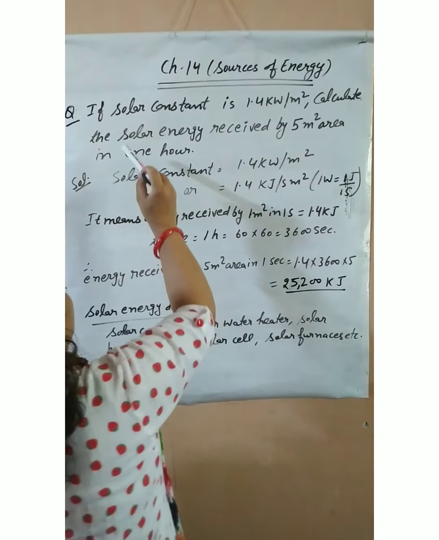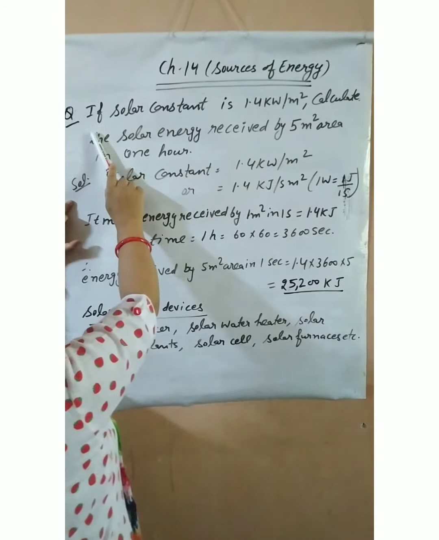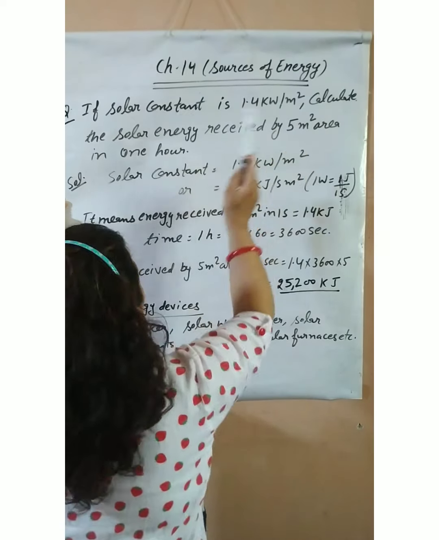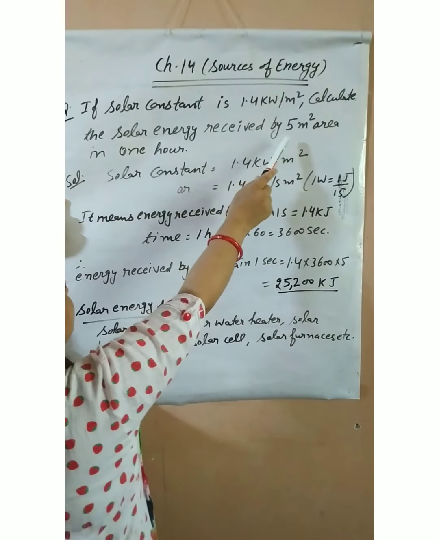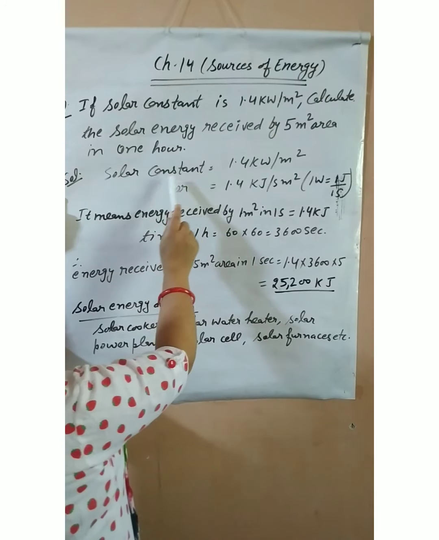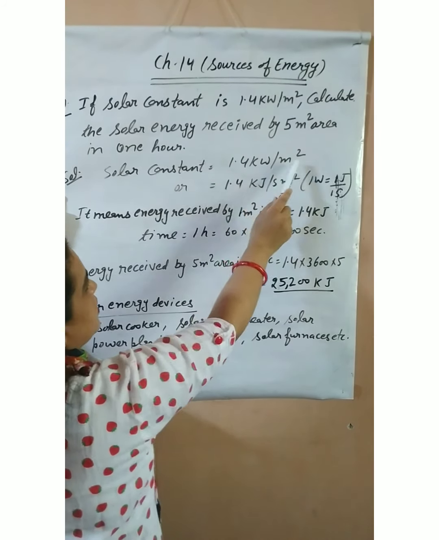So let's do a numerical related to the solar constant. The question is: if the solar constant is 1.4 kilowatt per meter square, calculate the solar energy received by 5 meter square area in 1 hour. So what is the solar constant? 1.4 kilowatt per meter square.